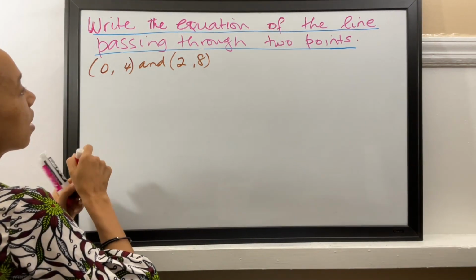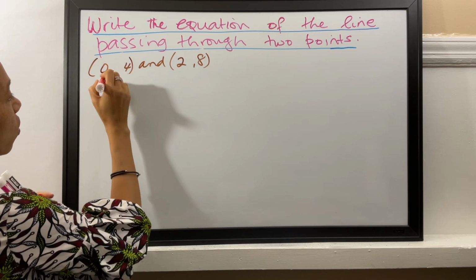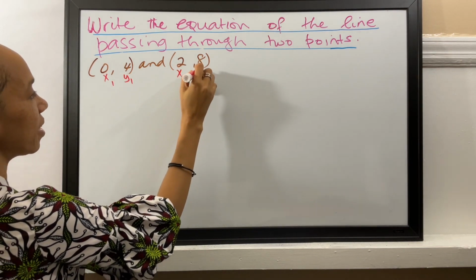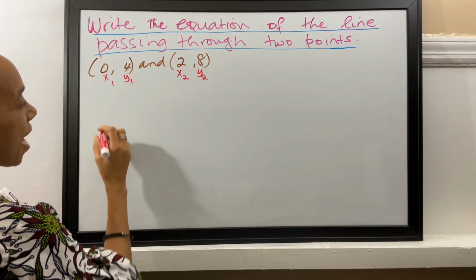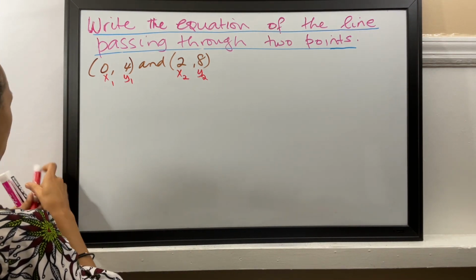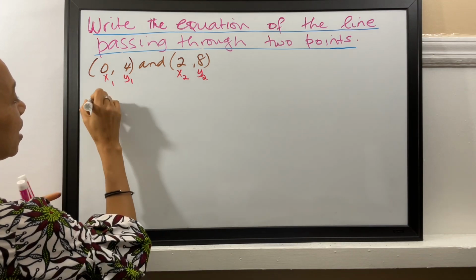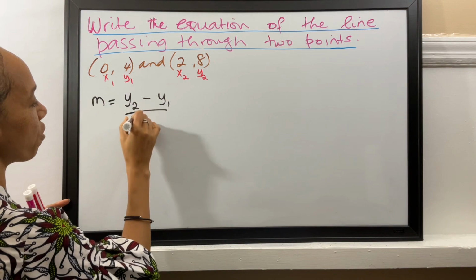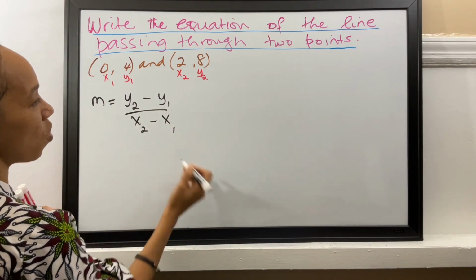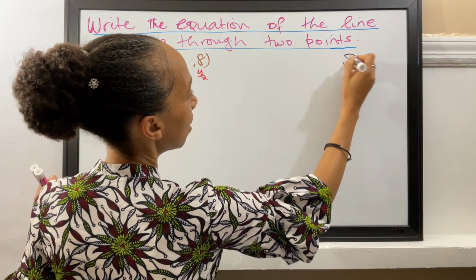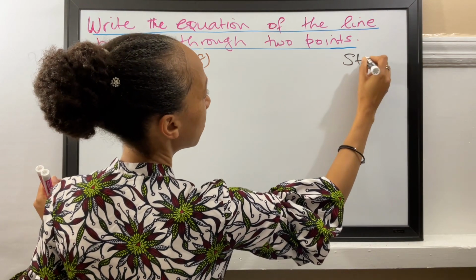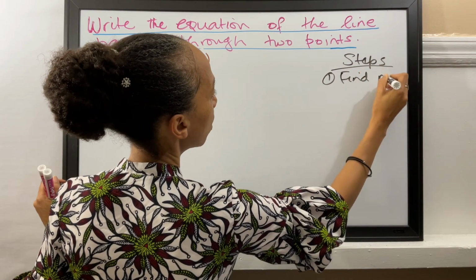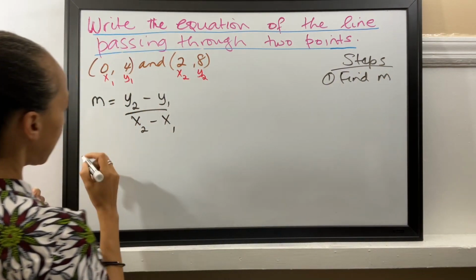First, label our coordinates. This is x1, this is y1, this is x2, this is y2. And we need to find the slope, so we're going to write the slope formula: y2 minus y1 over x2 minus x1. So the first step, as we said, and I'm going to write here steps, we need to find m, which is the slope. All right, that's the first step.